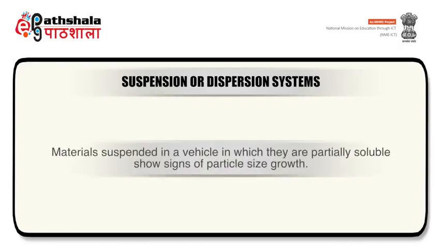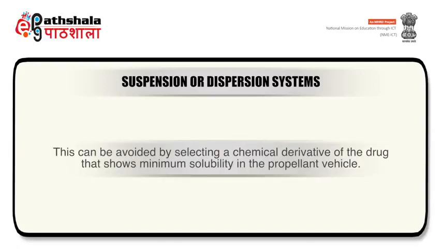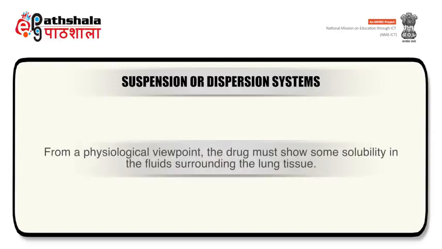Materials suspended in a vehicle in which they are partially soluble show signs of particle size growth. This can be avoided by selecting a chemical derivative of the drug that shows minimum solubility in the propellant vehicle. From a physiological viewpoint, the drug must show some solubility in the fluids surrounding the lung tissues.